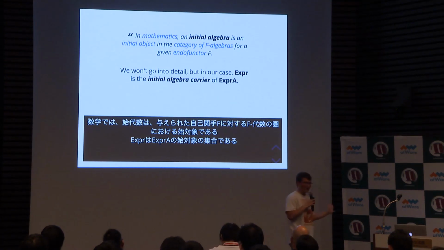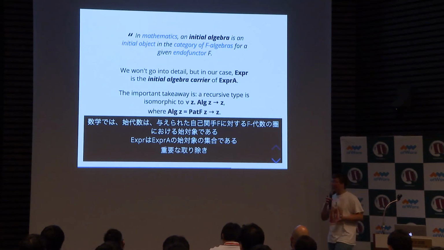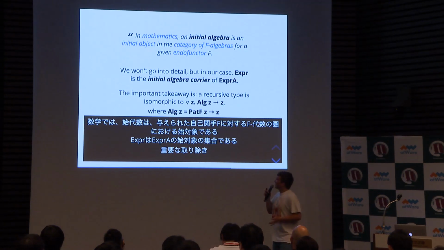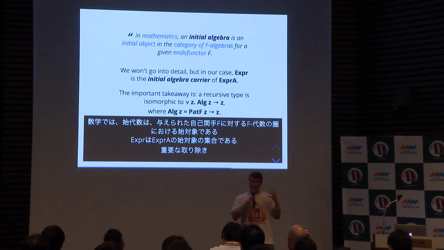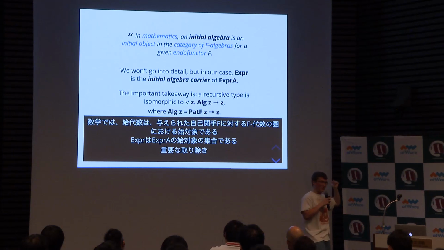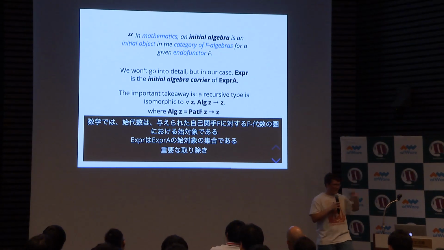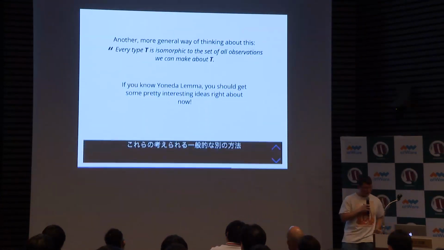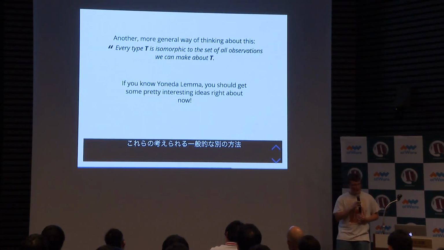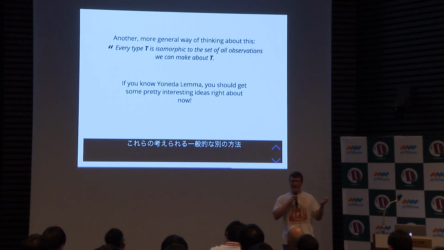Now, we're not going to go into too much detail here, but the important takeaway is that every recursive type is isomorphic to this different representation, right? It's isomorphic to its fold. Now that's interesting because we can think about it slightly differently. Every object is isomorphic to the set of things that we can observe about it.